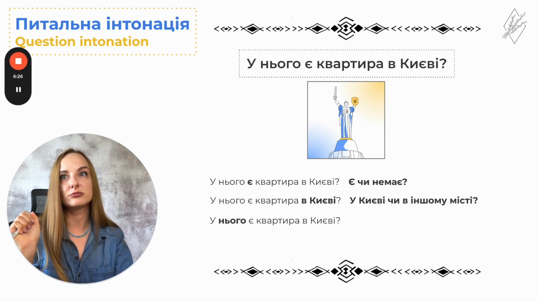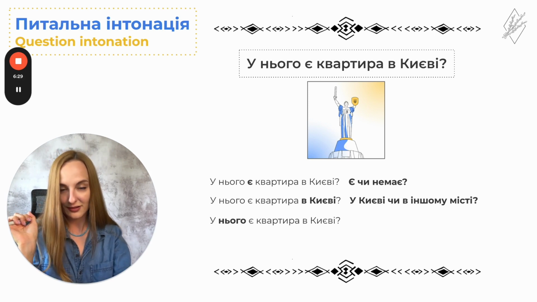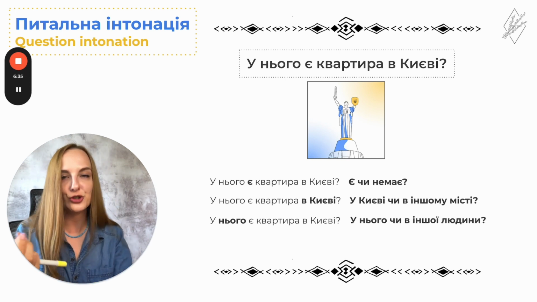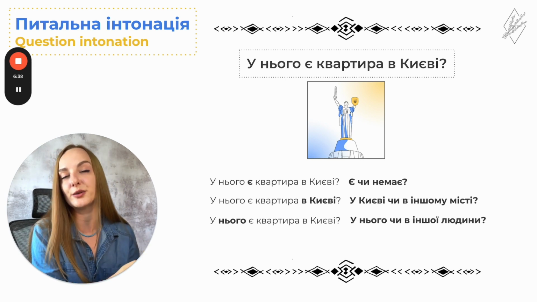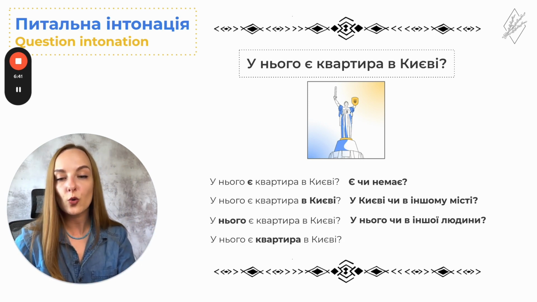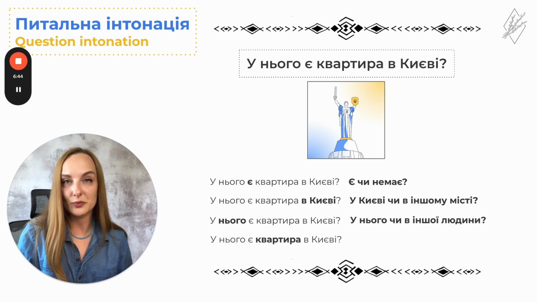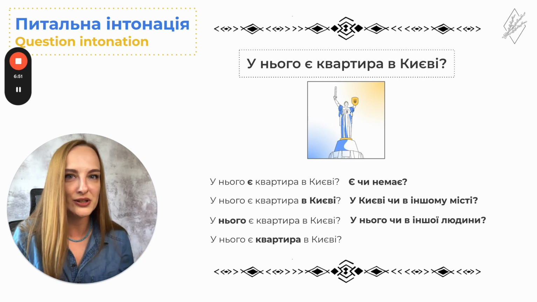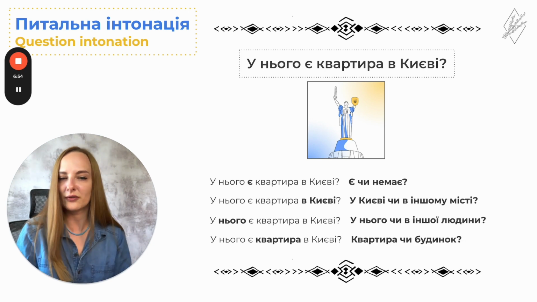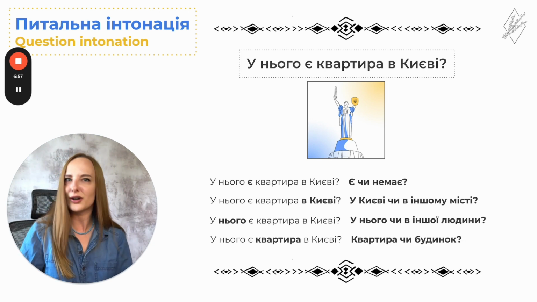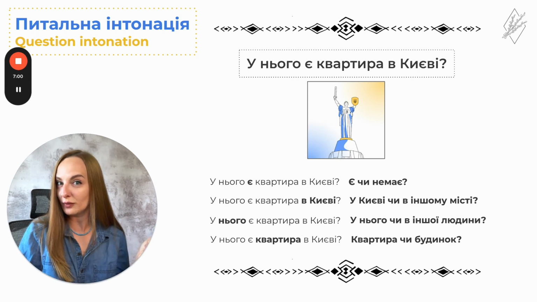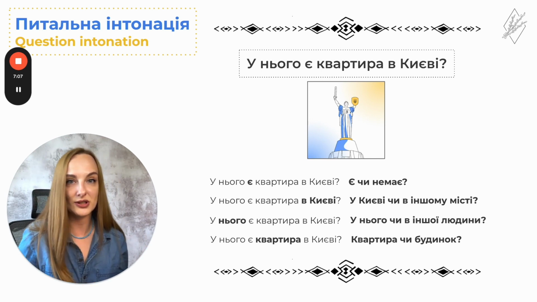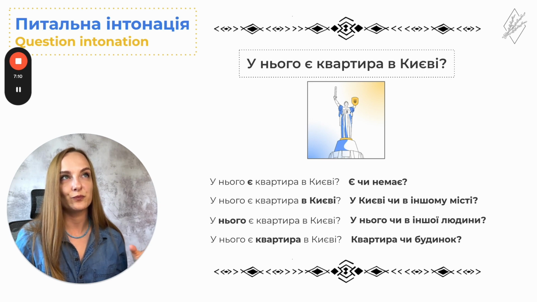Or I may ask, у нього є квартира у Києві? So, he is the person who has an apartment in Kyiv? У нього чи в іншої людини? He or some other person has apartment in Kyiv? Or I may even ask it this way. У нього є квартира у Києві? Like, does he have an apartment? Are you sure it's not a house? Квартира чи будинок? У нього є квартира у Києві? Може, будинок? Yeah?